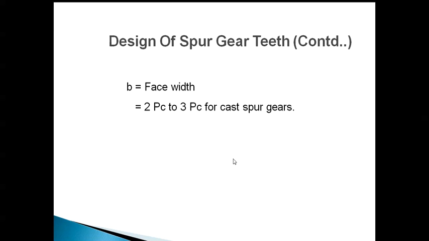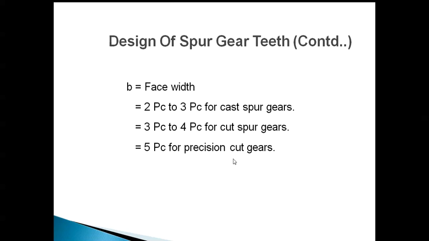So B is the face width. The face width equals 2 pc to 3 pc for cast spur gears, and 3 pc to 4 pc for cut spur gears, and 5 pc for precision cut gears. So here B is the face width.